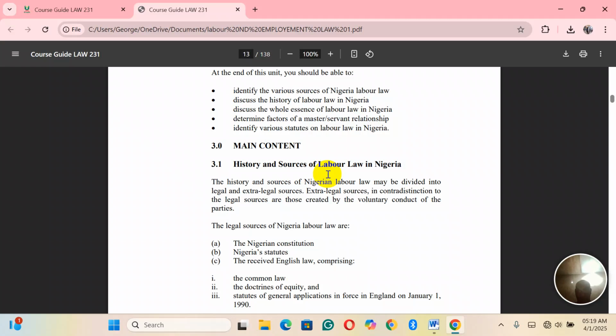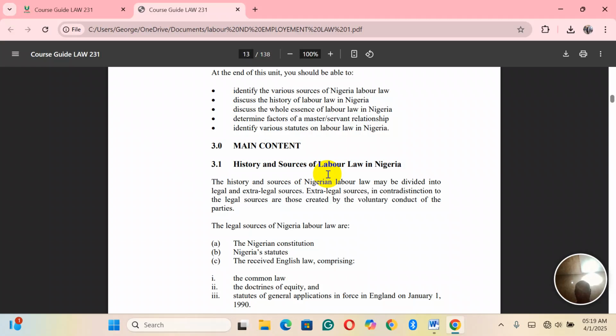My name is Gawi George, and I'm taking you this morning on labor and employment law. That's what we're looking at this day. And first, we're looking at the history and sources of labor law in Nigeria.